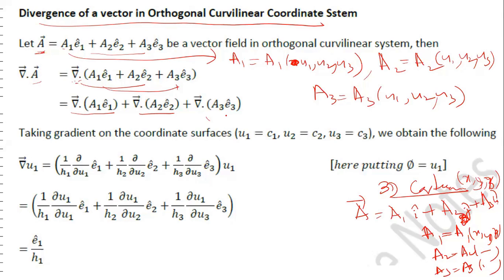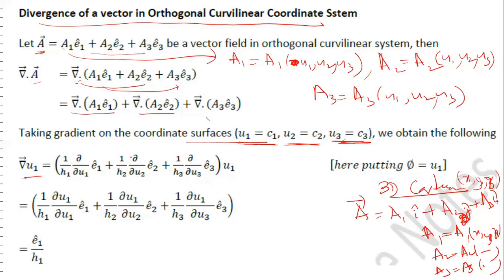So now let us consider the gradient on the coordinate surface. We have defined this. I think you are familiar with the coordinate surface defined like u1 equal to c1, u2 equal to c2, and so on. Right. So we can obtain the vector perpendicular to the surface as grad u1.